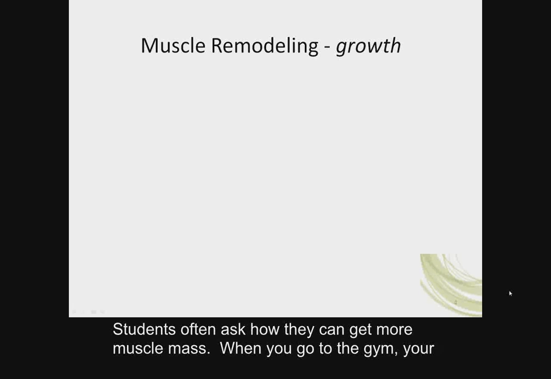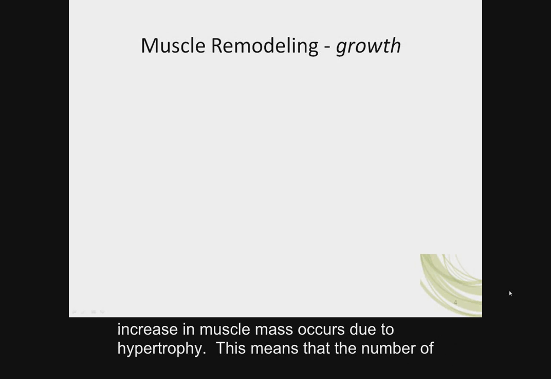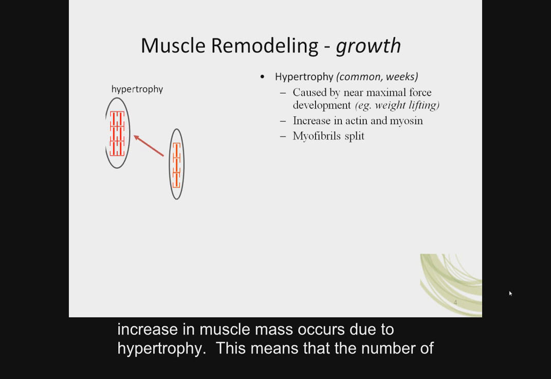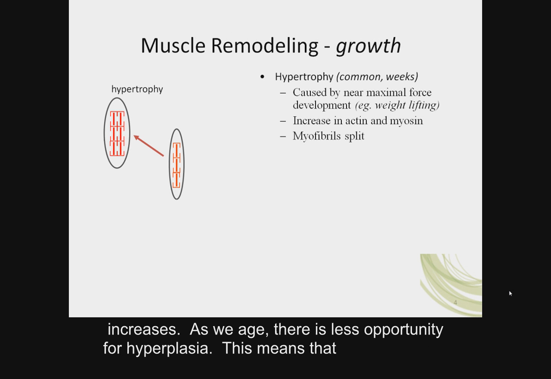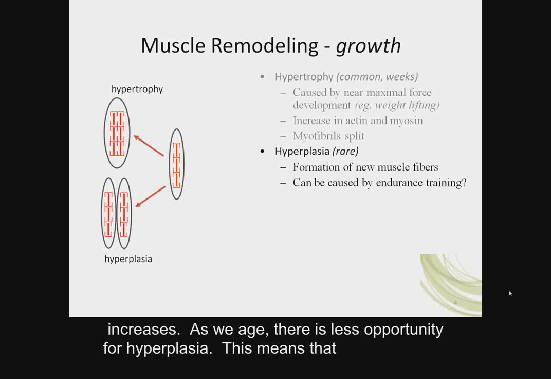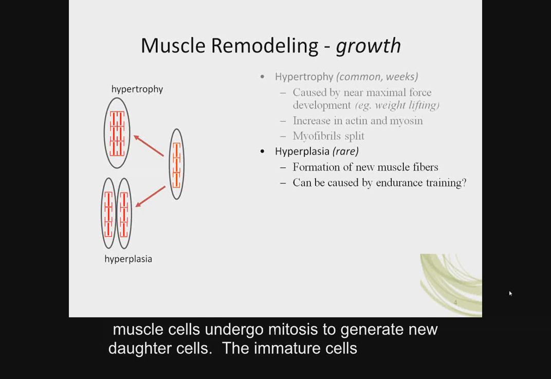Students often ask how they can get more muscle mass. When you go to the gym, your increase in muscle mass occurs due to hypertrophy. This means that the number of myofibrils and myofilaments increases, so the girth of existing muscle cells increases. As we age, there is less opportunity for hyperplasia. This means that muscle cells undergo mitosis to generate new daughter cells.